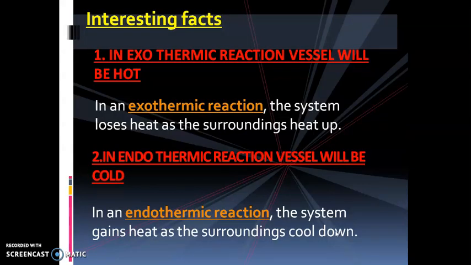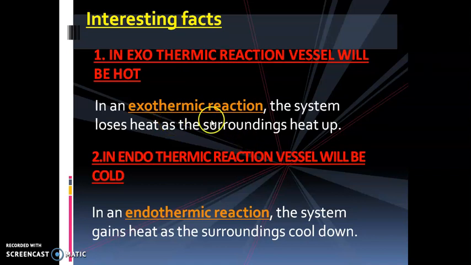So what are the interesting facts about exo and endo? Students, for those vessels in which a reaction is taking place, if they are heated or hot during the reaction, we can say that kind of reaction is exothermic, because the reaction releases energy from the system to the surrounding.